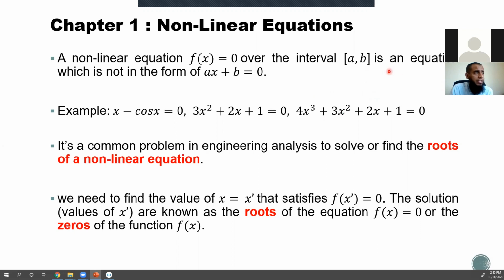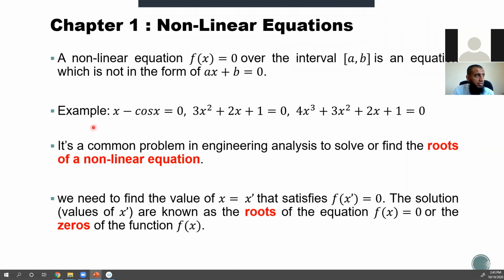A non-linear equation is an equation which is not in the form of ax plus b. If it is ax plus b, it is a straight line. For example, the non-linear equation is like this: x minus cos x equal to 0, or 3x to the power of 2 plus 2x plus 1, and others. This one is linear, and these are examples of the non-linear equation.